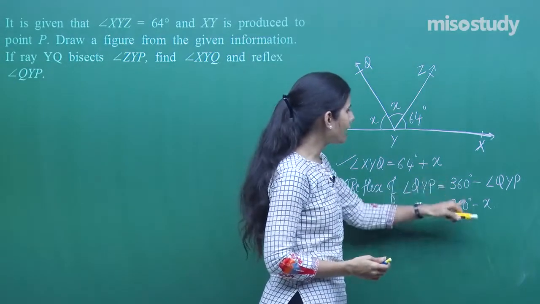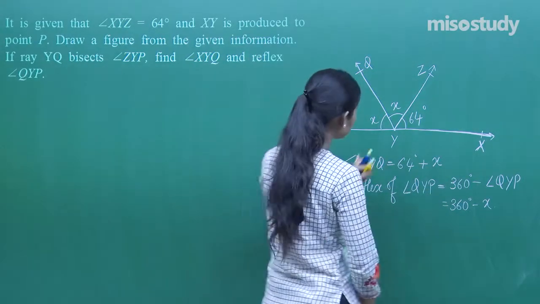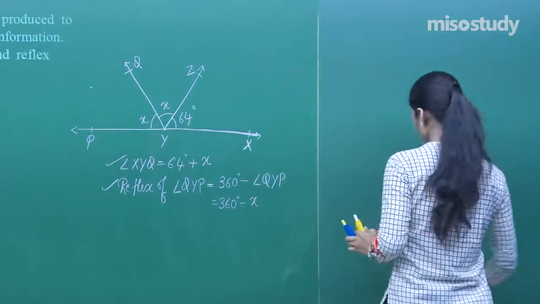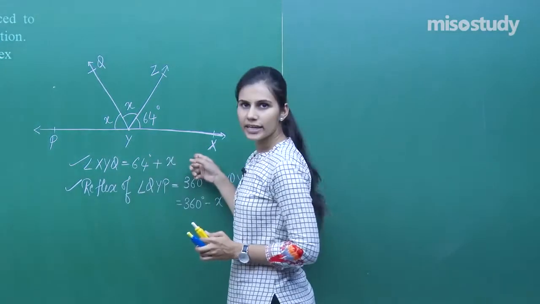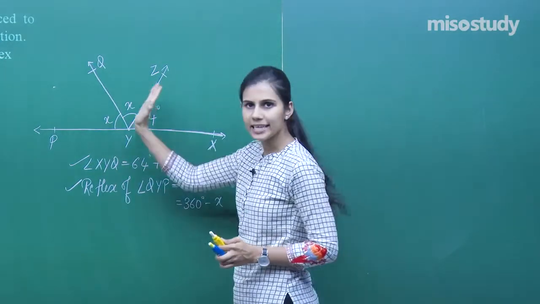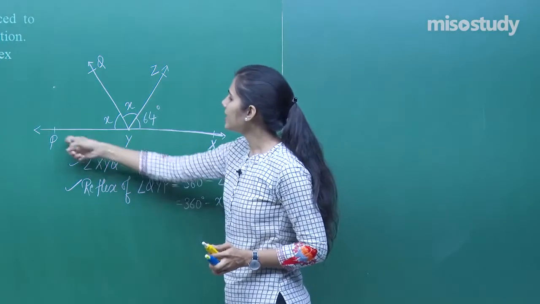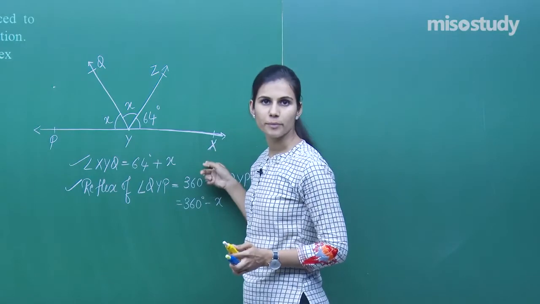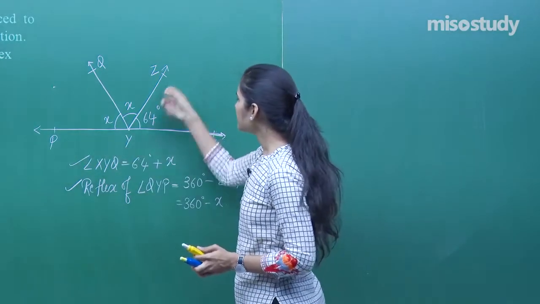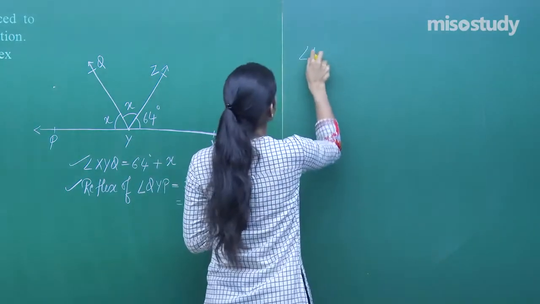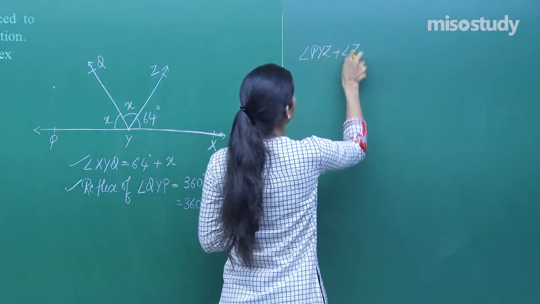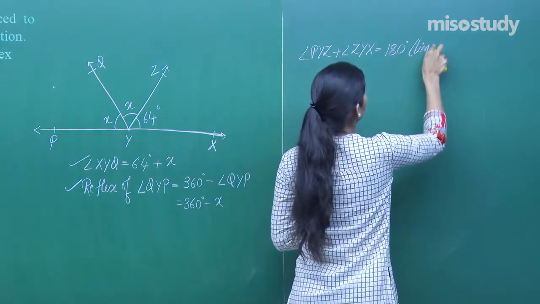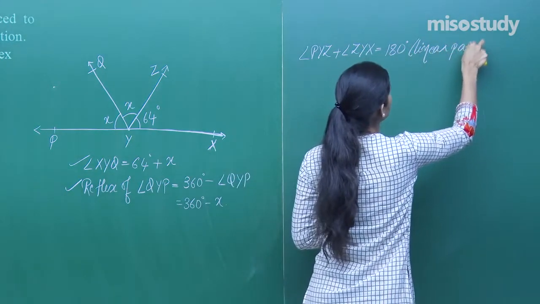Both the things just require computation of x. You can clearly see from here 64 plus x will be 180. Why? Because this PX is a straight line over which YZ ray is standing, thereby creating two adjacent angles PYZ and ZYX. They will be adding up to give me 180 because of forming a linear pair. So I will have PYZ plus ZYX is 180 because they are forming a linear pair of angles.